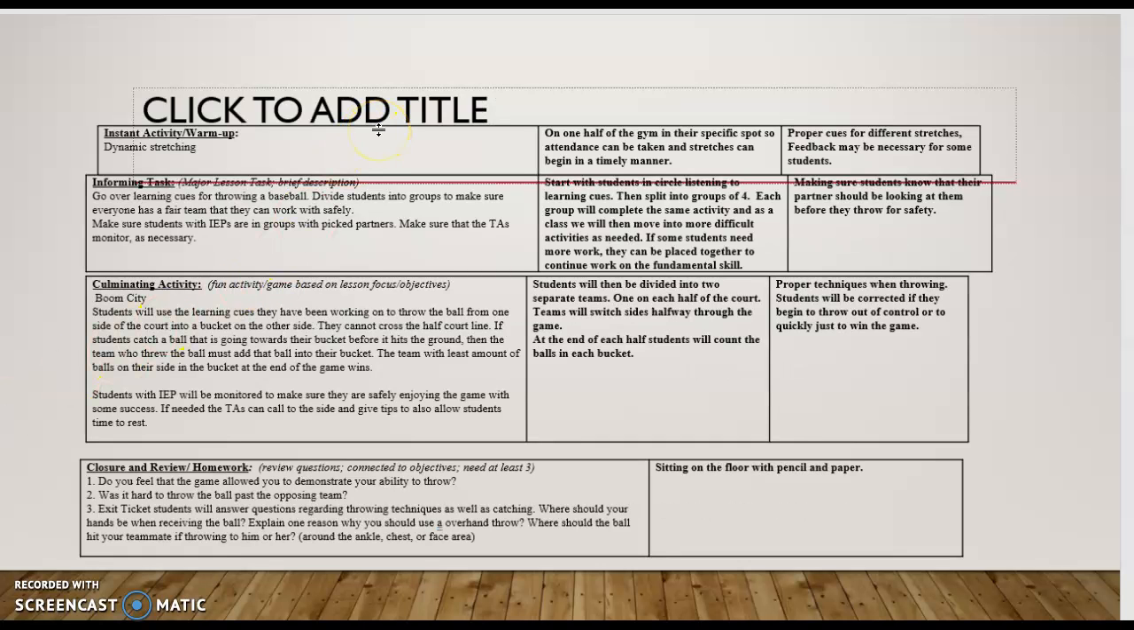And then here's a breakdown of the lesson phases. There's the instant activities, the informing tasks, the culminating activities, and the closure and review. For each of these, I go over what we'll be doing during that part, where the students will be organized, and key elements. And for our students with disabilities, the teacher assistant and I will also be making slight adjustments, equipment changes, and partner suggestions for these students.